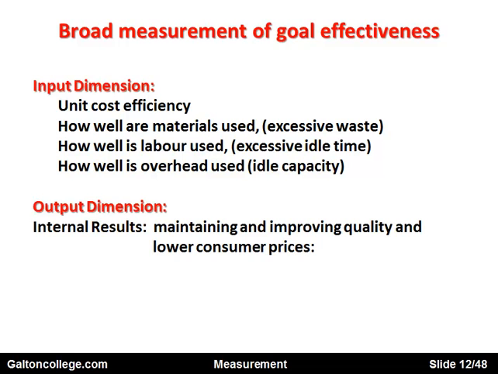Now the output dimension. Well, we have internal results, maintaining and improving quality and lower consumer prices. Well, the internal results is trying to improve quality all the time. That's an ongoing exercise, but at least maintaining it. So looking at how well the business is improving quality, have a performance measure for it, and see if it's able to reduce consumer prices, if it's able to work on costs so it can deliver the product more cheaply in the market.